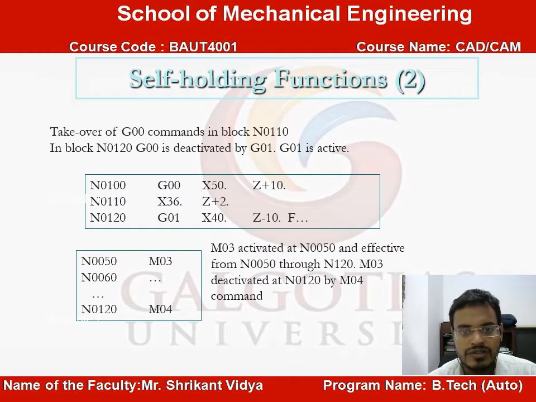Suppose there is a G00 command in block N010. In block N020, G00 is deactivated by G01, so now G01 will be active. Self-holding functions mean that only if you write the next command will the previous one be deactivated. G00 is rapid movement in air, so the tool is moving in air. If you add a G01 command, then G00 is deactivated; otherwise it will keep working in air only. The next command you write deactivates the previous function. This is called a self-holding function.